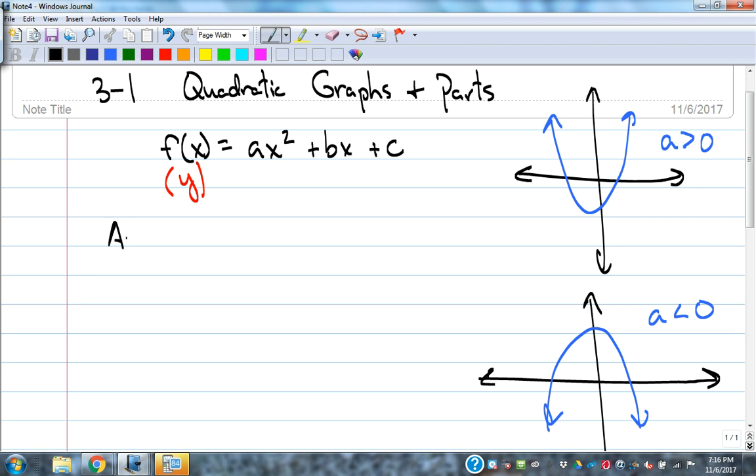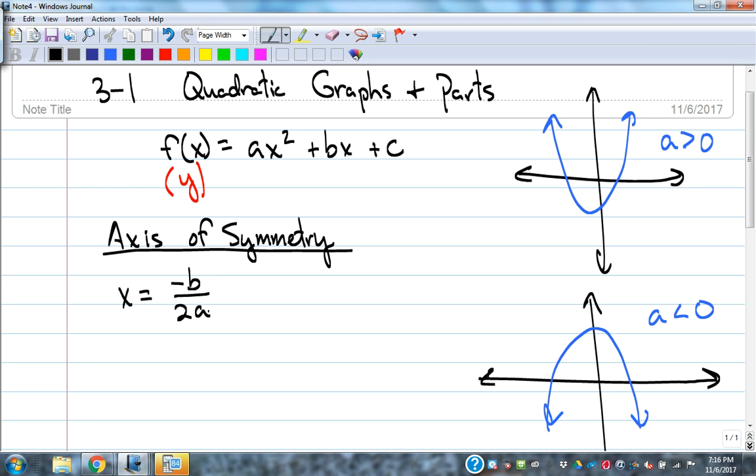And then another thing that we will find is called an axis of symmetry. And it has a formula. X equals negative B divided by 2A. And yes, that's the same. It's part of the quadratic formula. The quadratic formula had that negative B plus or minus radical stuff, but it was all over 2A. This is directly related to that.